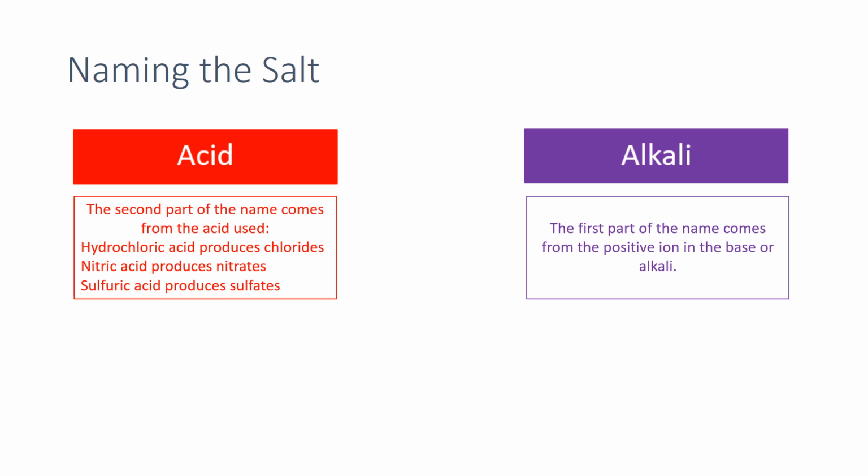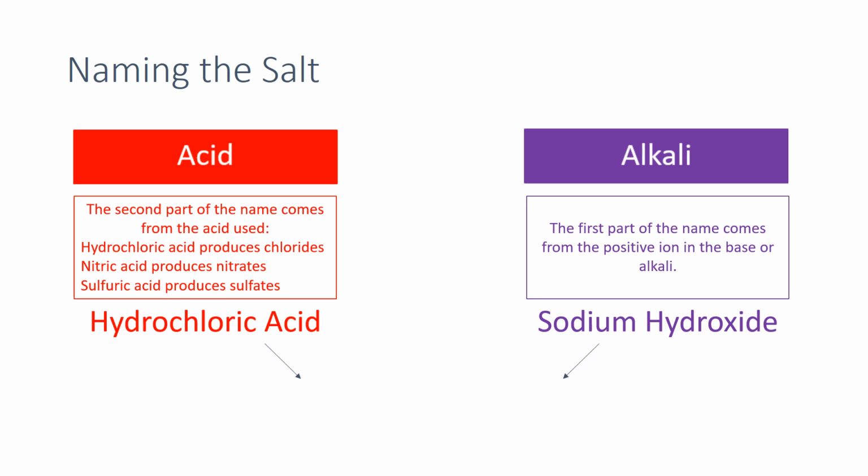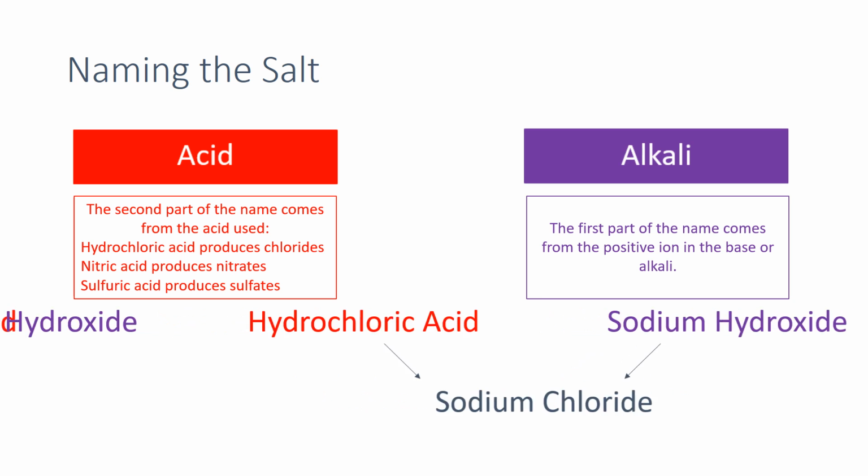If hydrochloric acid is used, then the salt will end with chloride. If nitric acid is used, then it will end with nitrate. And if sulfuric acid is used, then the salt will end with sulfate. This works with our previous example. Hydrochloric acid and sodium hydroxide combine to produce water and the salt sodium chloride.